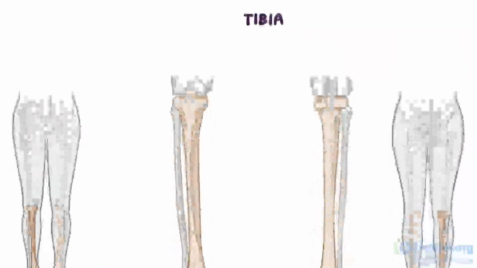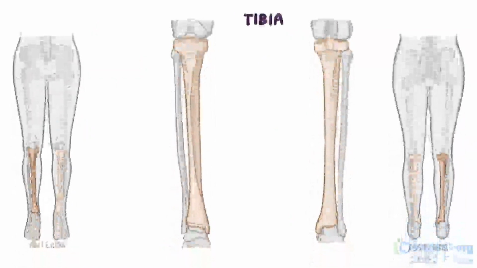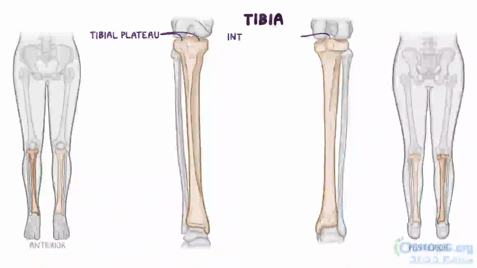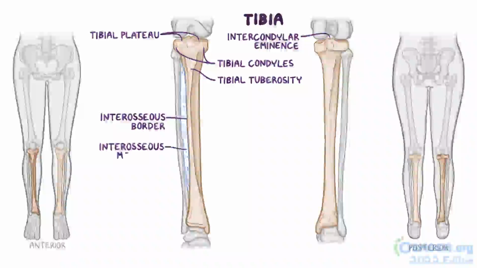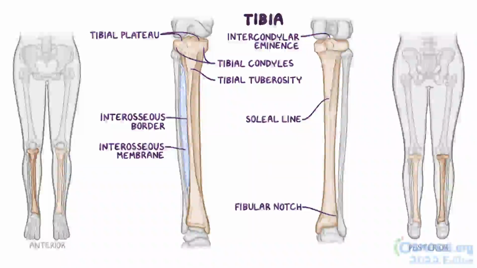The tibia is located on the anterior-medial side of the leg. The proximal tibia comes with the tibial plateau, which has 2 articular surfaces divided by the intercondylar eminence, and distal to the plateau are the tibial condyles. The tibial shaft has a tibial tuberosity, and the interosseous border for the interosseous membrane, inferior to which we can find the fibular notch. On the posterior tibia there's a soleal line, and the distal tibia has a claw medially, the medial malleolus.